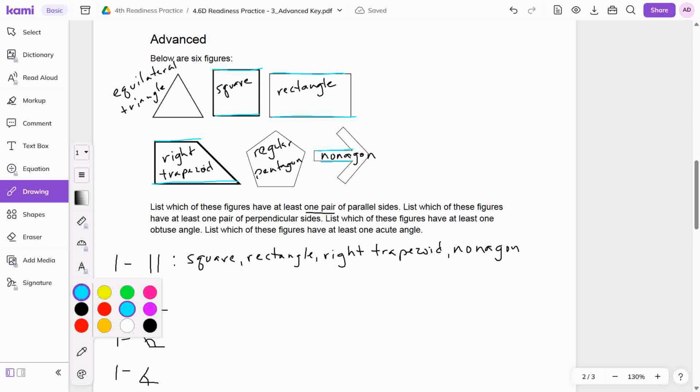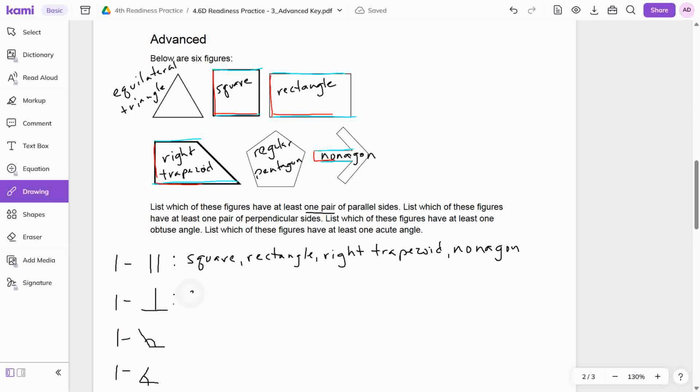Okay, so now let's look at our perpendicular lines. I see my perpendicular lines here in my square, a rectangle, a right trapezoid, and my nonagon. They form a right angle. So it looks like we are going to repeat these same shapes down on that second row. Square, rectangle, right trapezoid, and then my nonagon.